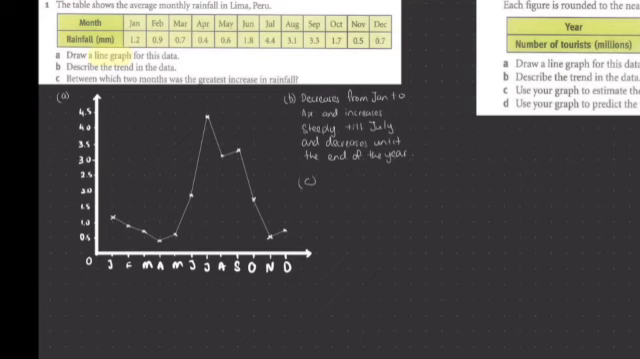C, between which two months was the greatest increase in rainfall? I would say between June and July. That's all for number 1.